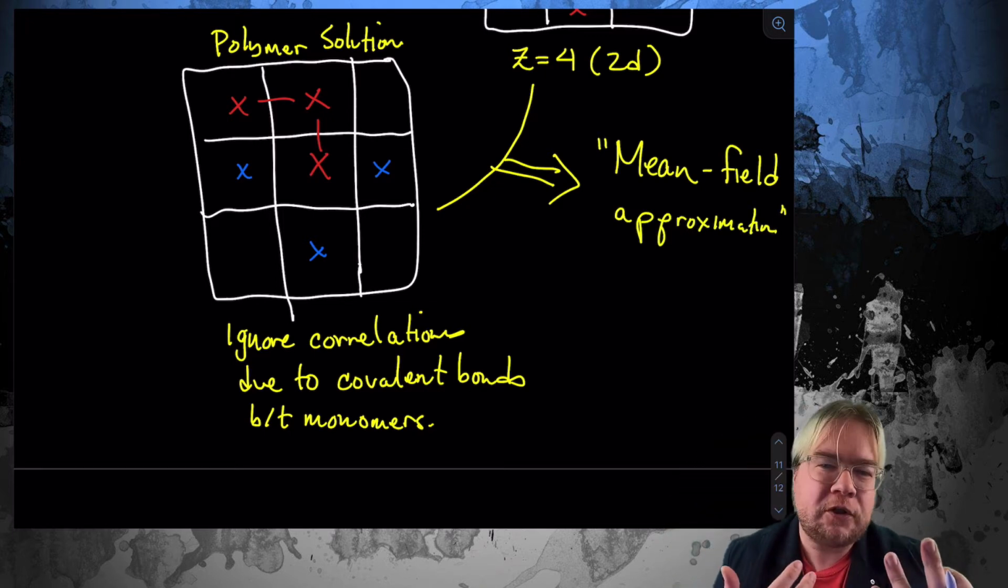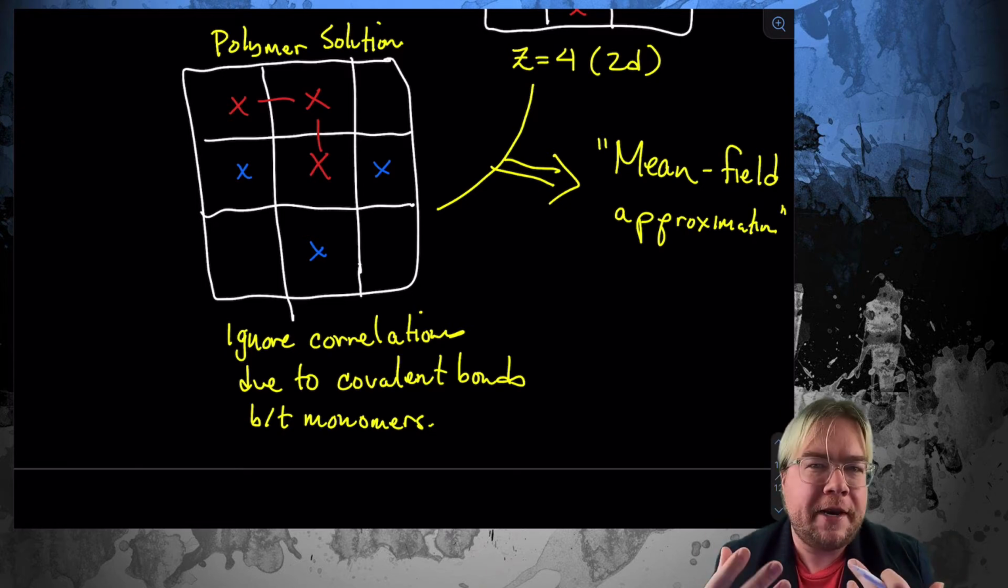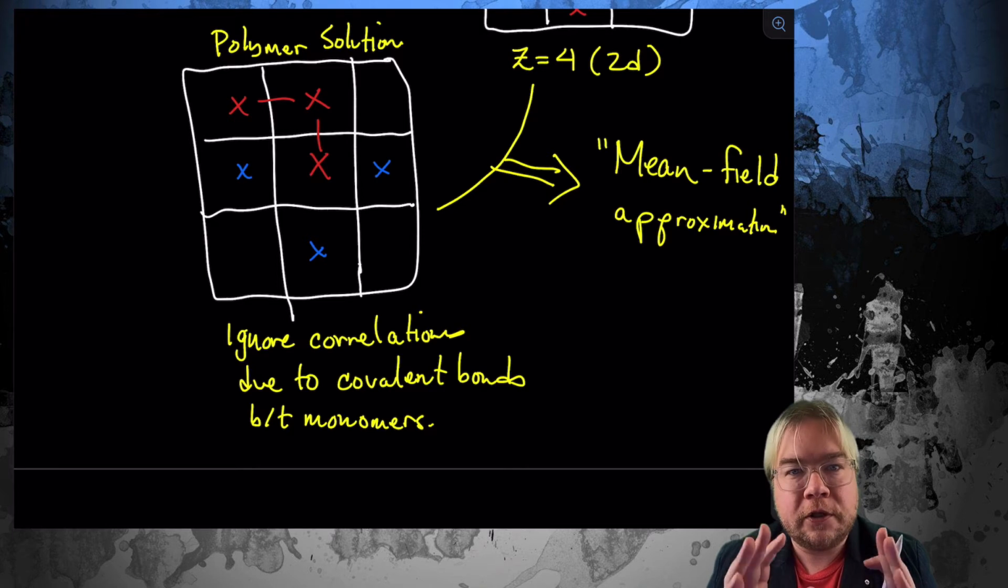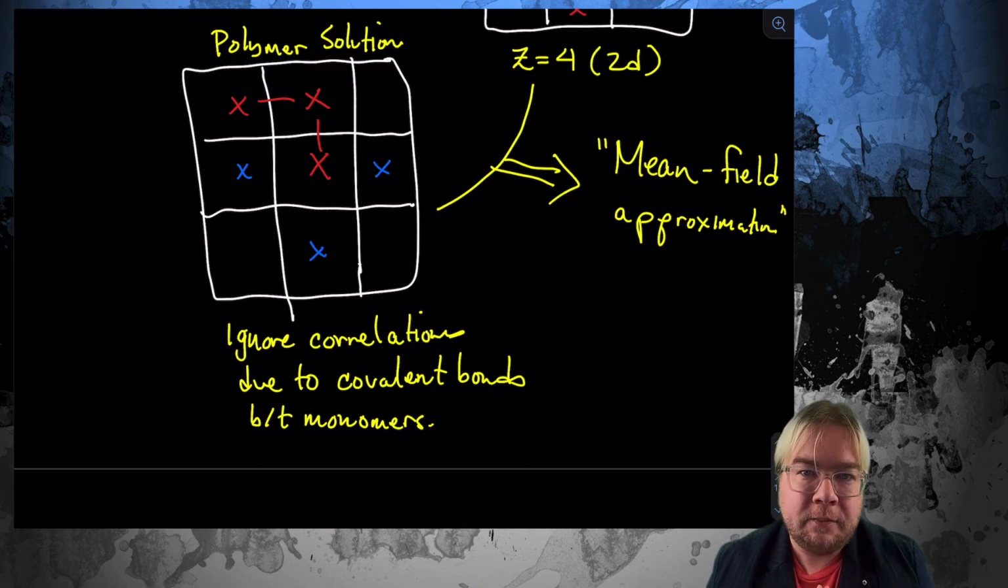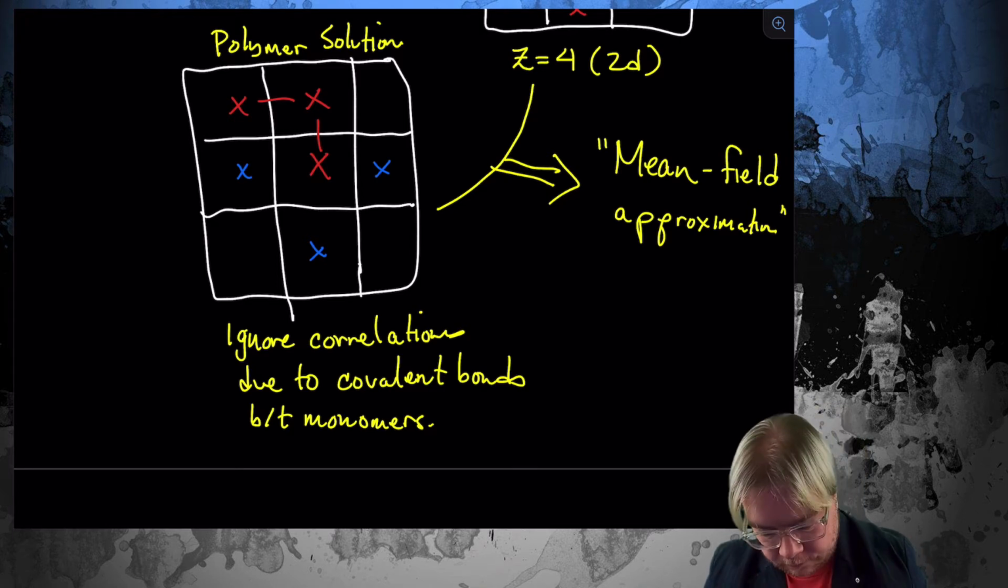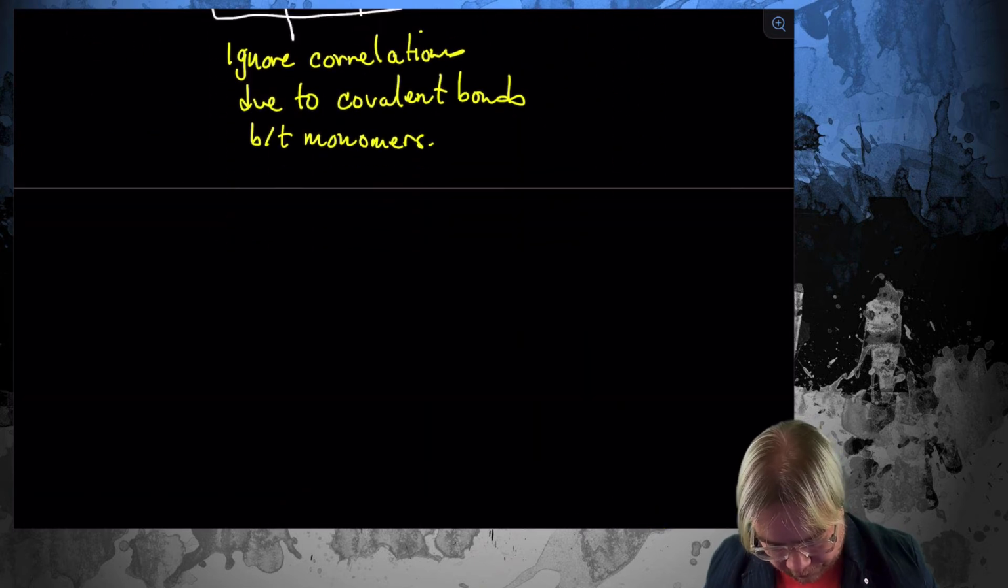We look at what the average should be. So on average, what are the neighbors of a particular particle going to look like? So those are the caveats. Those are the underlying assumptions in what we're about to do. Okay, so that's where we are.